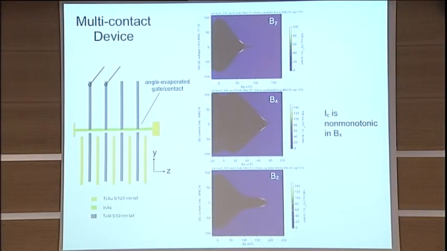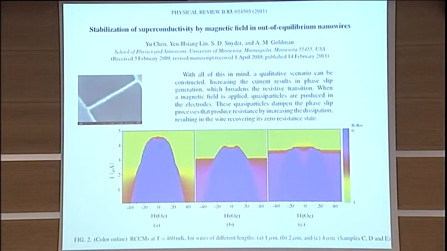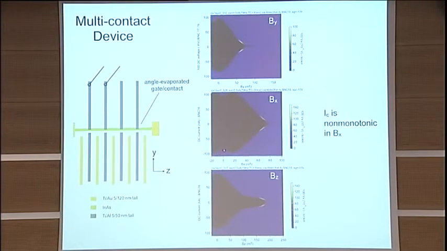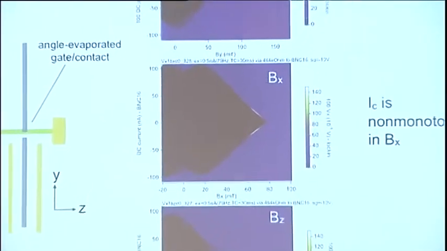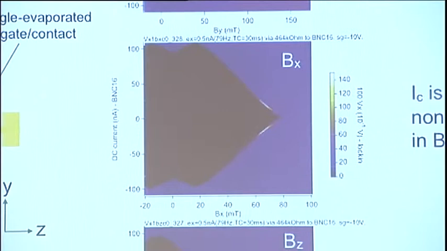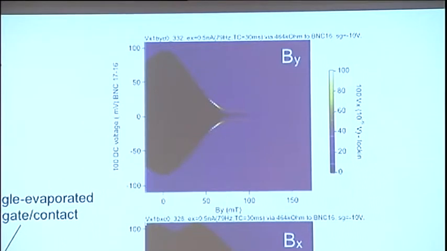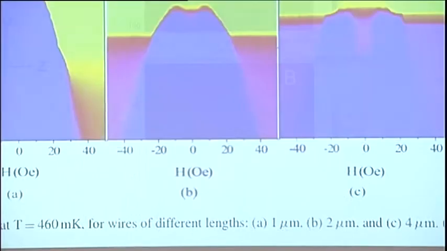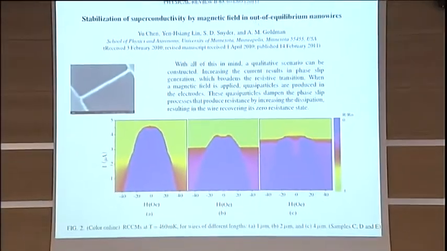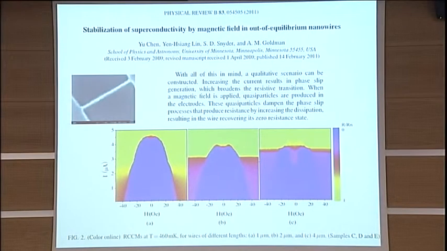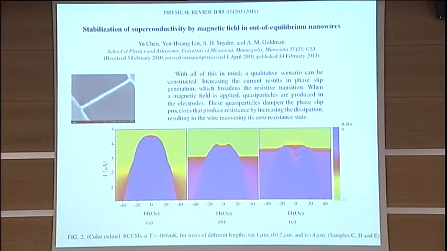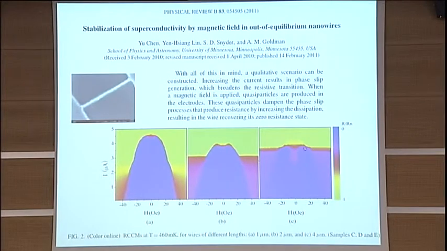So it's maybe not surprising that the magnetic field is so dependent. But this is the point that I wanted to emphasize, and I'll show you better on the next view graph. I'll show you here. There's a non-monotonic evolution of the superconducting state, which means that, contrary to your normal intuition, you can increase the critical current in this device by adding a magnetic field. Now, this isn't the first time that that's been seen. I was going to show you this paper, Stabilization of Superconductivity by Magnetic Field in Out-of-Equilibrium Nanowires. And you see here that you can, for instance, add a magnetic field and the system goes to a zero resistance state at finite field.